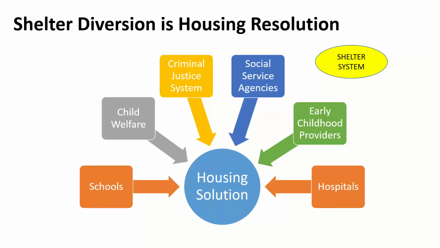So we've worked really hard within the past few years to educate our community partners, our schools, Department of Children and Families, our criminal justice system, municipalities, social service agencies, early childhood providers and hospitals on the practice of shelter diversion. And so that our first thought for folks that are in need of housing solutions is not to go straight to an emergency shelter, but to think about what our other housing solutions might be.